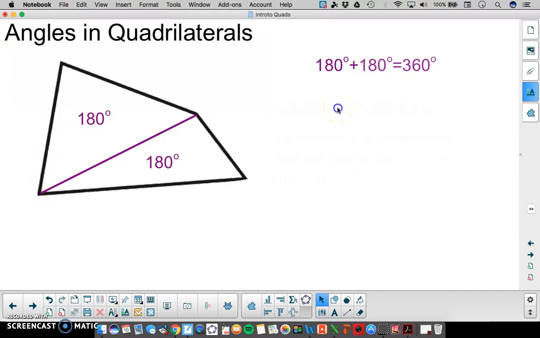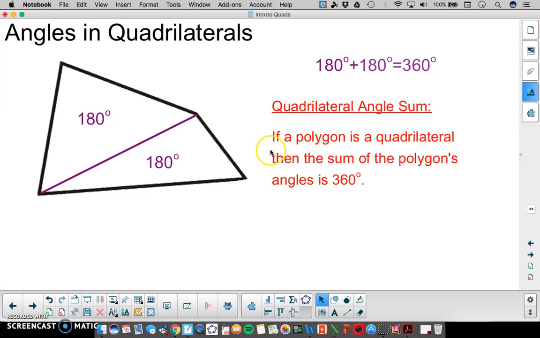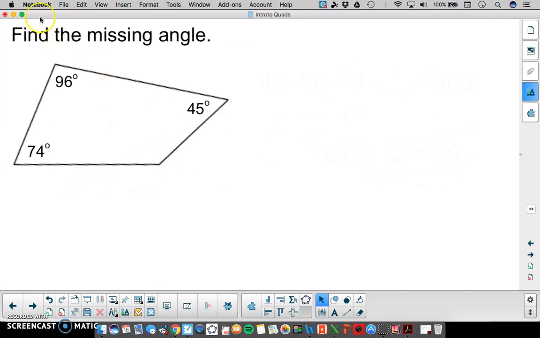Therefore, we have our quadrilateral angle sum that says if a polygon is a quadrilateral, then the sum of the polygon's angles is 360 degrees. So we know in quadrilaterals, all 4 angles will add up to 360 degrees. So if I give you this quadrilateral and I ask you to find the missing angle, we know all 4 have to add up to 360.